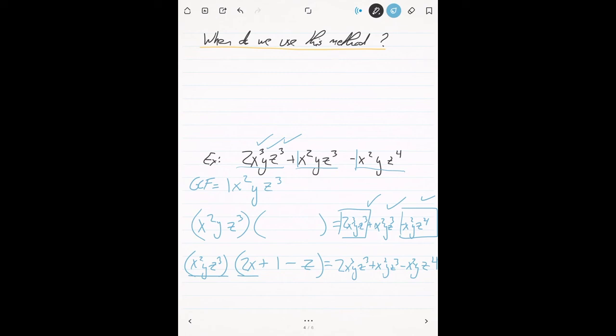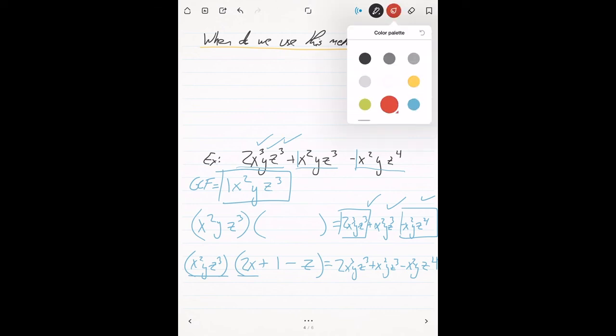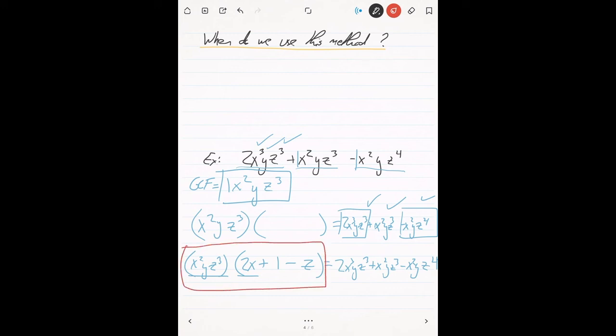Hopefully this is making sense to you. Really, it's just the process of identifying the GCF and then dividing it from each of the terms. So our final answer we can write as the GCF x squared y z to the 3rd times the polynomial 2x plus 1 minus z. That is going to be our final answer.